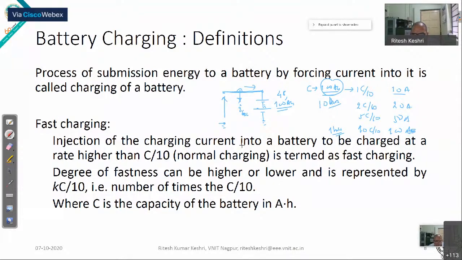So injection of the charging current into a battery at a rate higher than C by 10 is termed as fast charging. And the degree of fastness can be higher or lower and is represented by just what I explained, AC by 10.